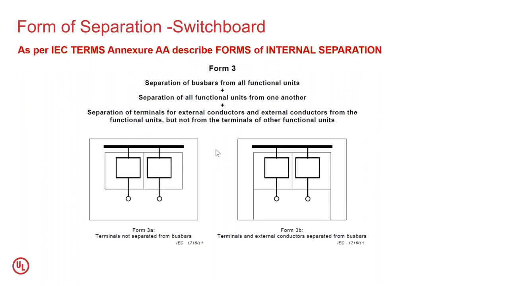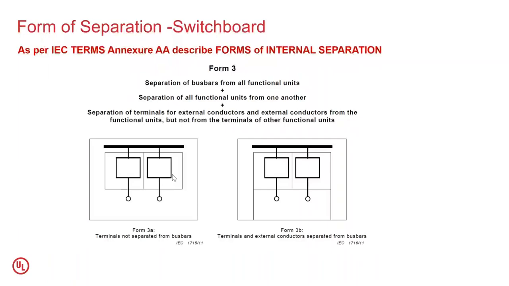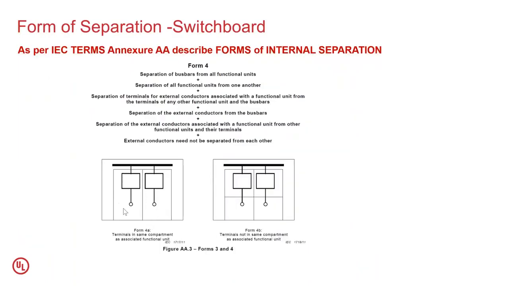As I go on making the isolation, the form of separation goes on increasing. Okay, that's what you are seeing here. Form 4 is very, very simple. This is more critical. Form 4A, terminals in same compartment as associated functional unit. You see here, in form 3, there is no separate compartment. Here you see, the compartment is also separate for associated functional units.